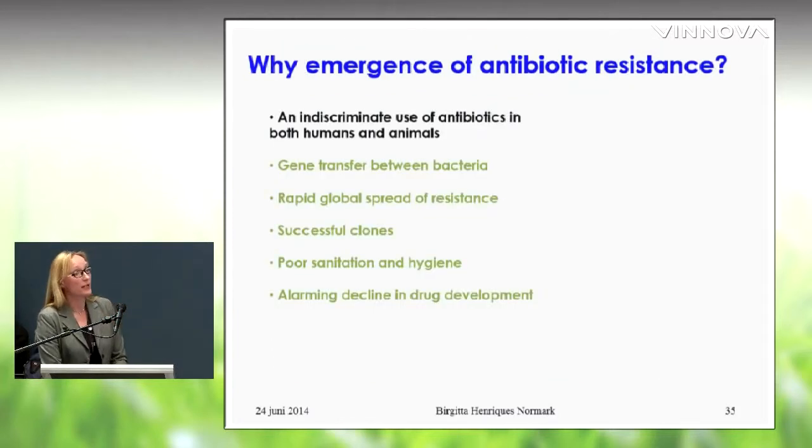But why then have we seen this emergence and spread of antibiotic resistance? I thought I would go through a few very important points. You have heard a lot already today, for example from Ann Glover and other speakers, about antibiotic usage, how important that is, both in humans and in animals. And what antibiotics do is that they select for resistance.